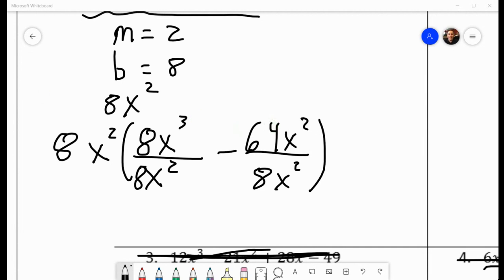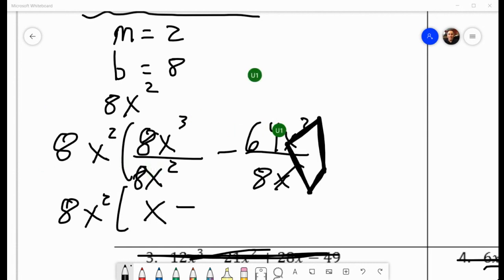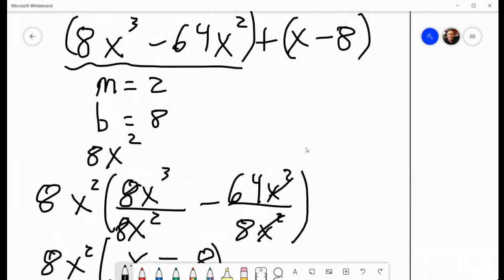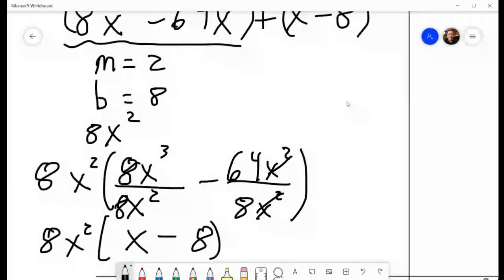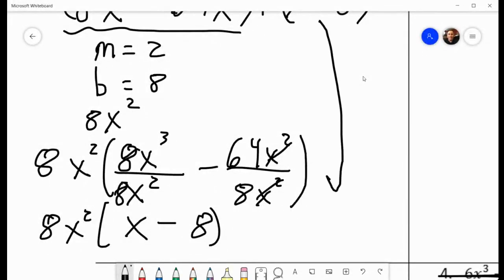Okay, so that's good. Now what do we do next? We divide, that's what we're doing. So we get 8x squared. The 8's cancel, and we're left with x. The x squares cancel, and we're left with 64 over 8, which is 8. Let me just move this up a bit. The x minus 8 we can bring down. So we get plus x minus 8.